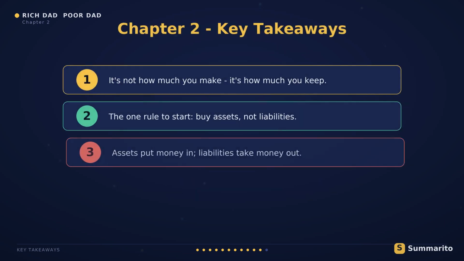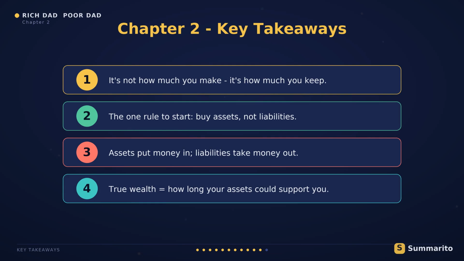So here are the key takeaways from Chapter 2. First, it's not how much you make, it's how much you keep. Second, the only rule you need to start is to know assets from liabilities and to buy assets. Third, an asset puts money in your pocket while a liability takes it out, so always follow the direction of the cash. And fourth, true wealth is measured in time: how long your assets could support you without a paycheck.